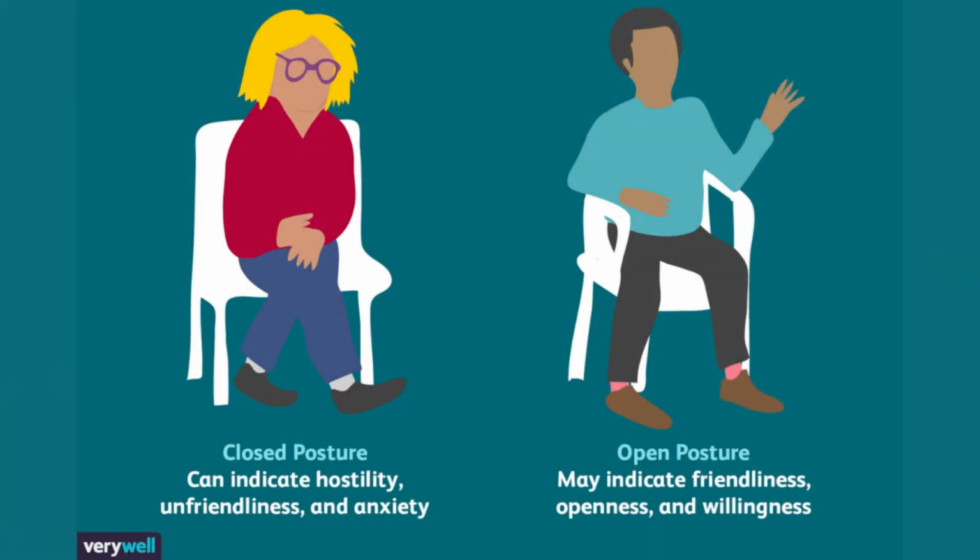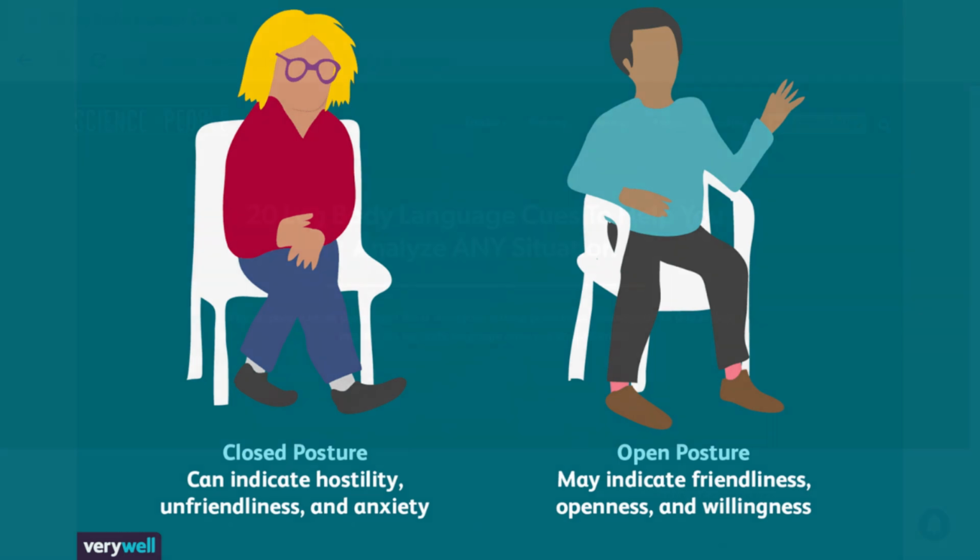The way you sit reveals something about you. When you sit like this, it is a closed posture, and it can indicate hostility, unfriendliness, and anxiety. On the other hand, when you sit like this, it's called an open posture. It may indicate friendliness, openness, and willingness.